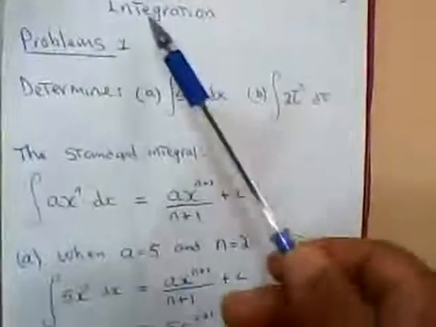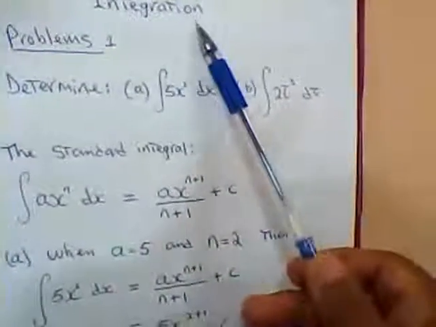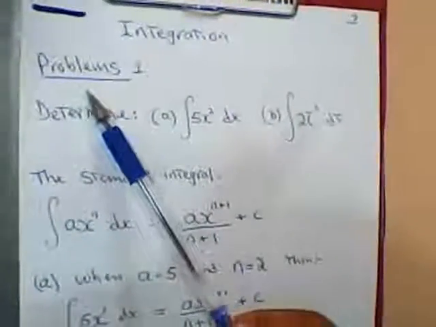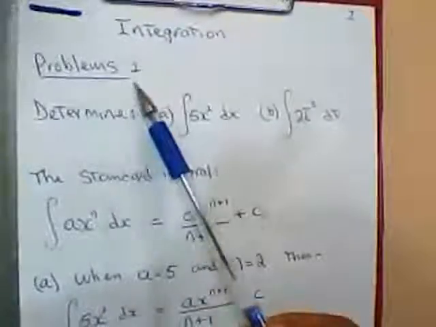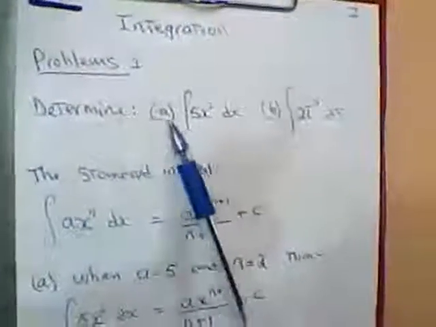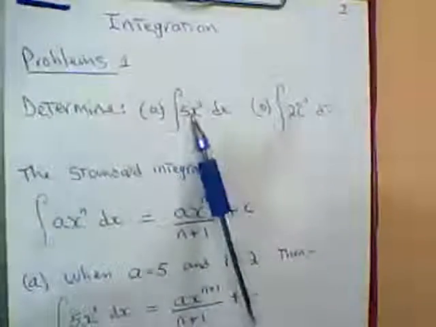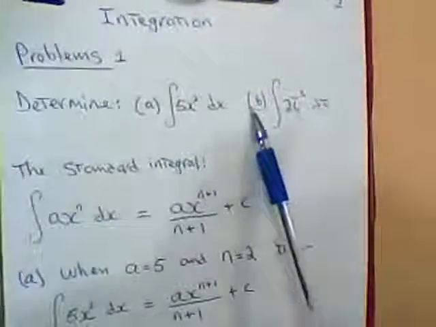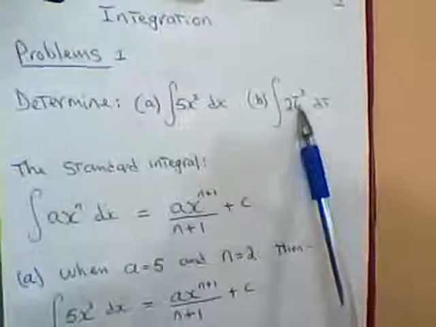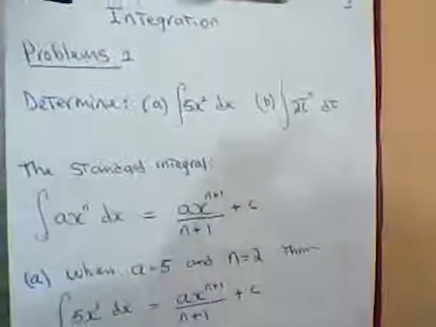Okay, what I want to look at here is integration, firstly. I've taken out a problem and will work it through with you. Determine A, 5x squared dx, and B, 2t to the cube dt.